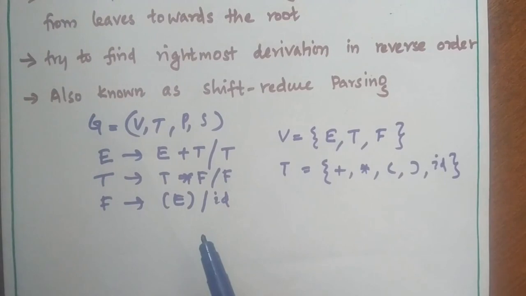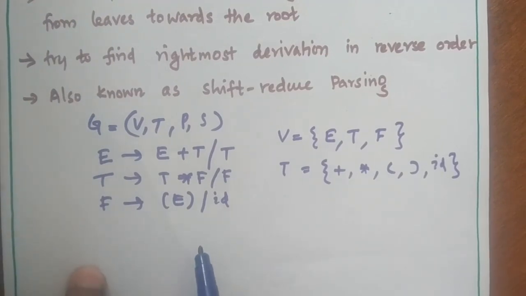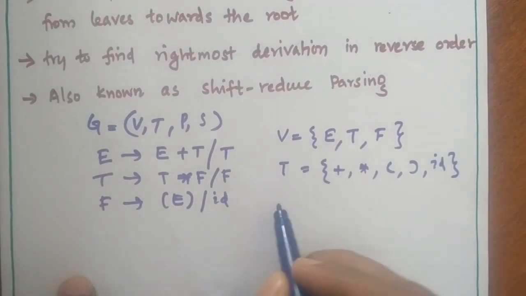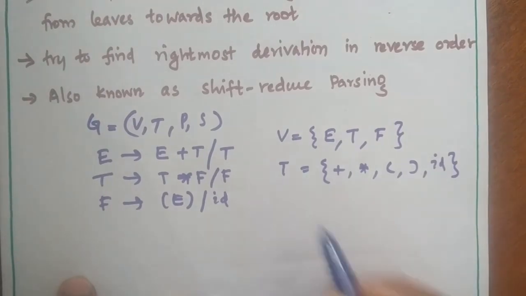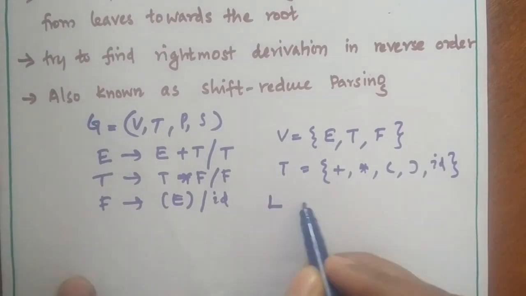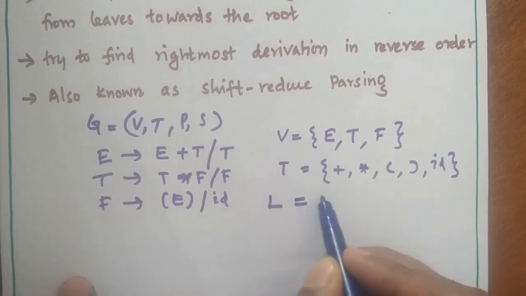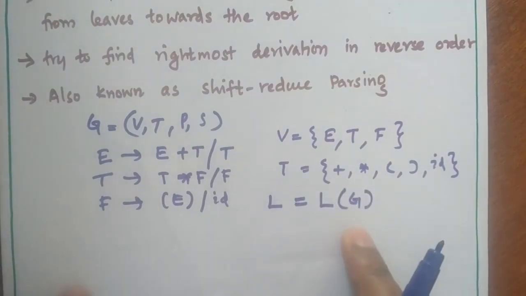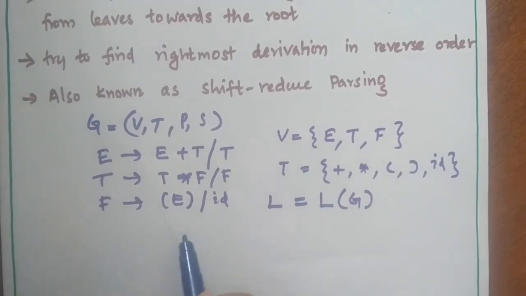We know that this grammar is an arithmetic expression grammar and does not include all the operators. Only a few operators, plus and star, are included. The remaining operators we can include and we can expand this arithmetic expression grammar. Let the language accepted by this grammar be represented by L. So we can say L of G is the language recognized by the grammar G.